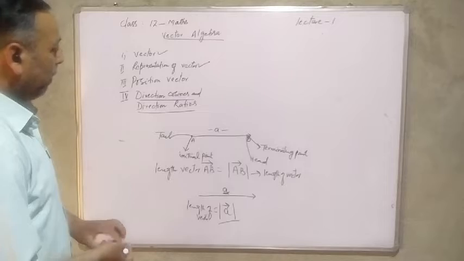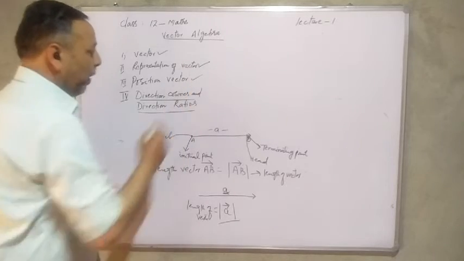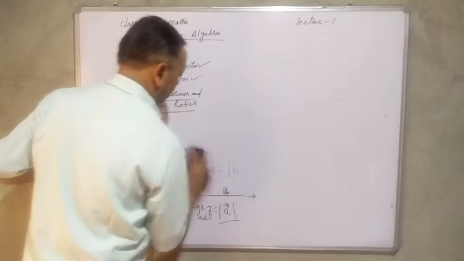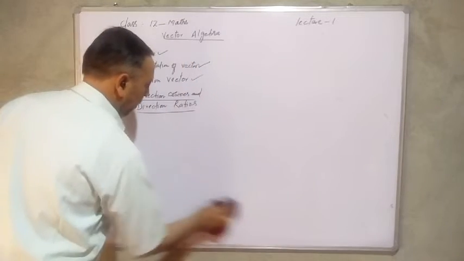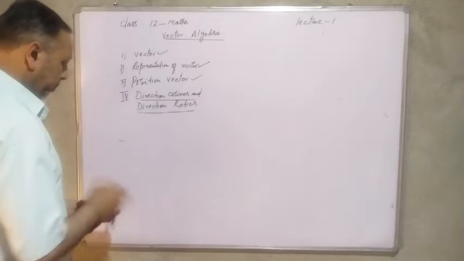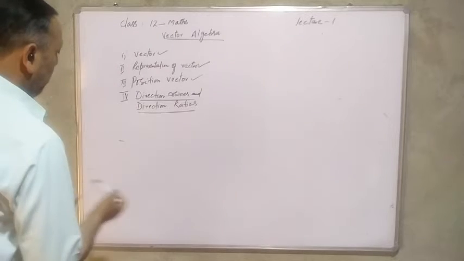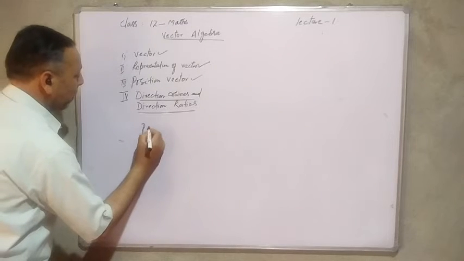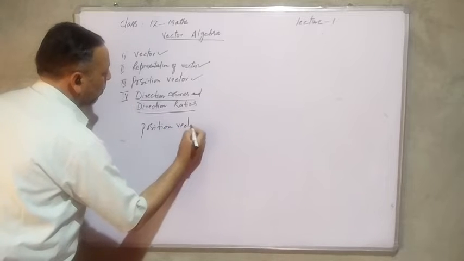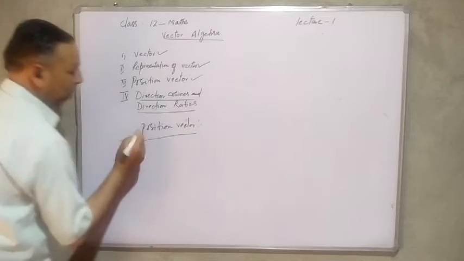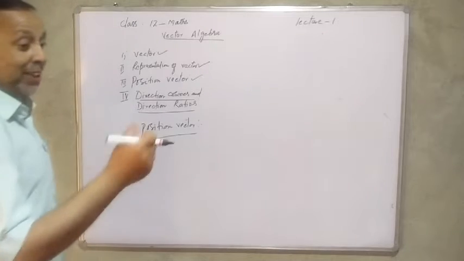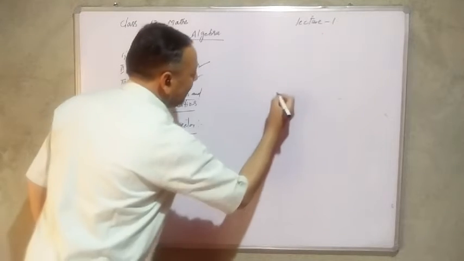Now comes the position vector. The most important thing we are going to discuss now is the position vector. What is a position vector? Now consider a 3D system.